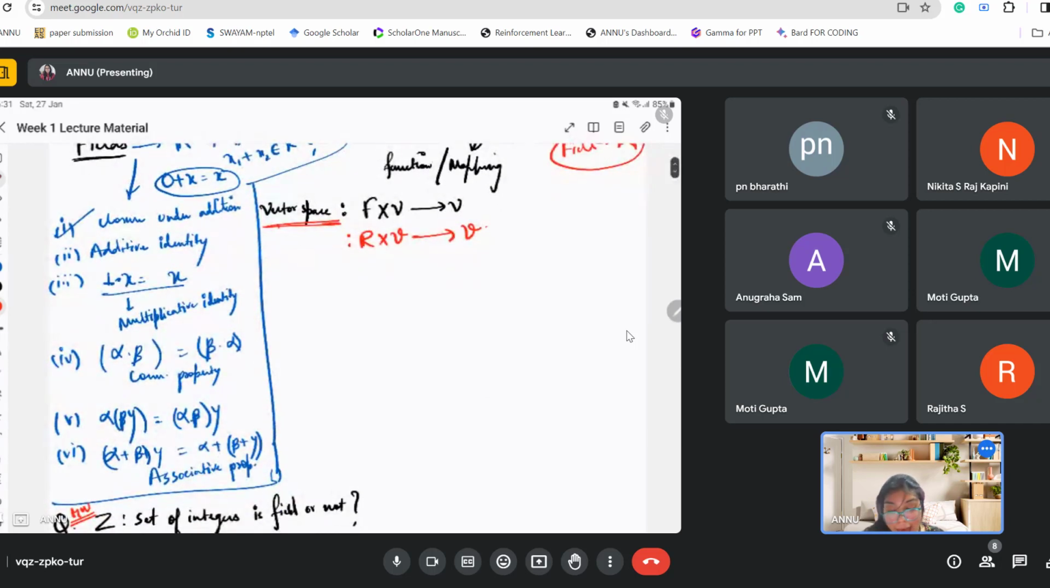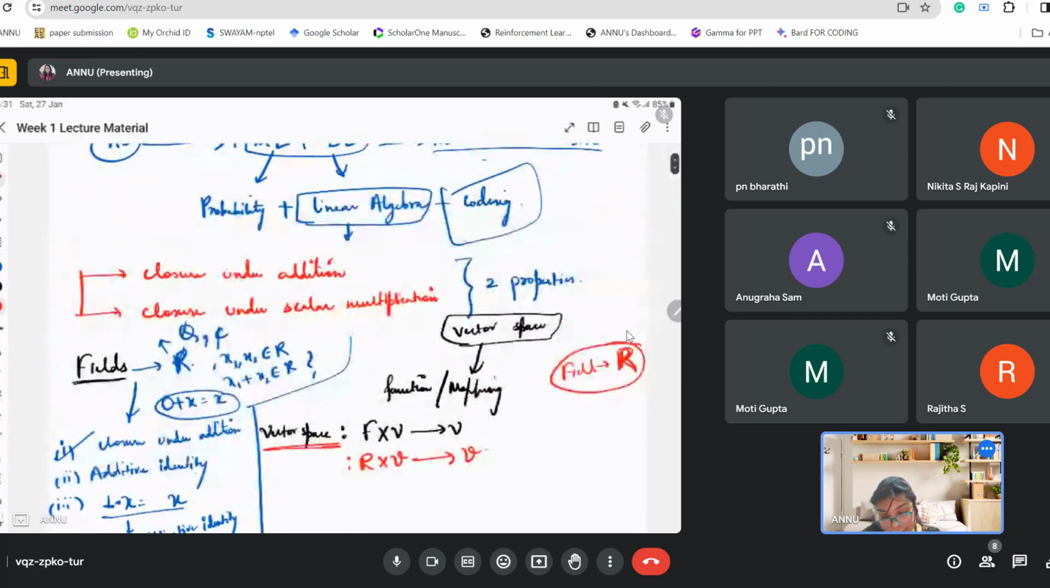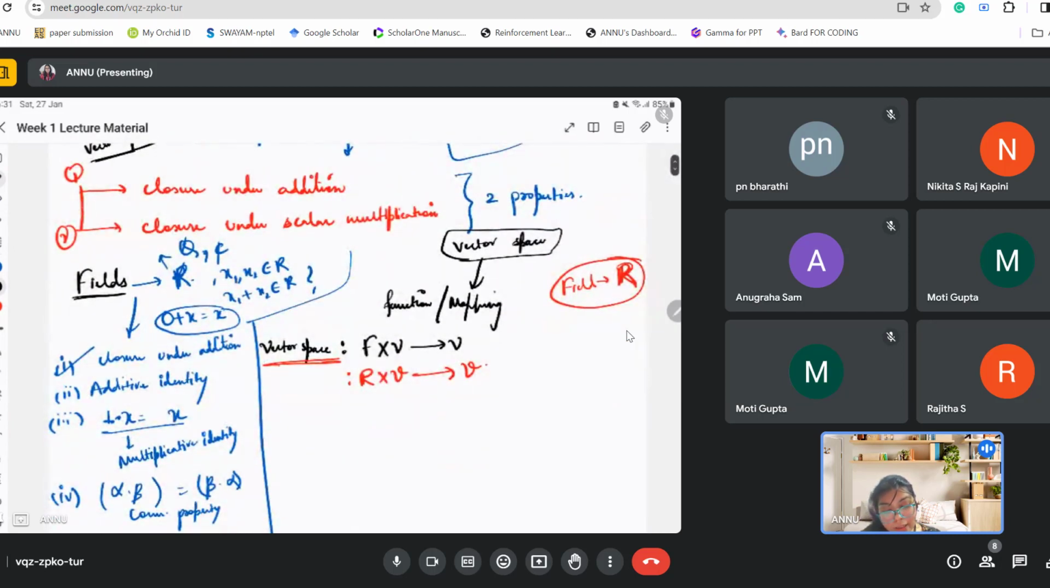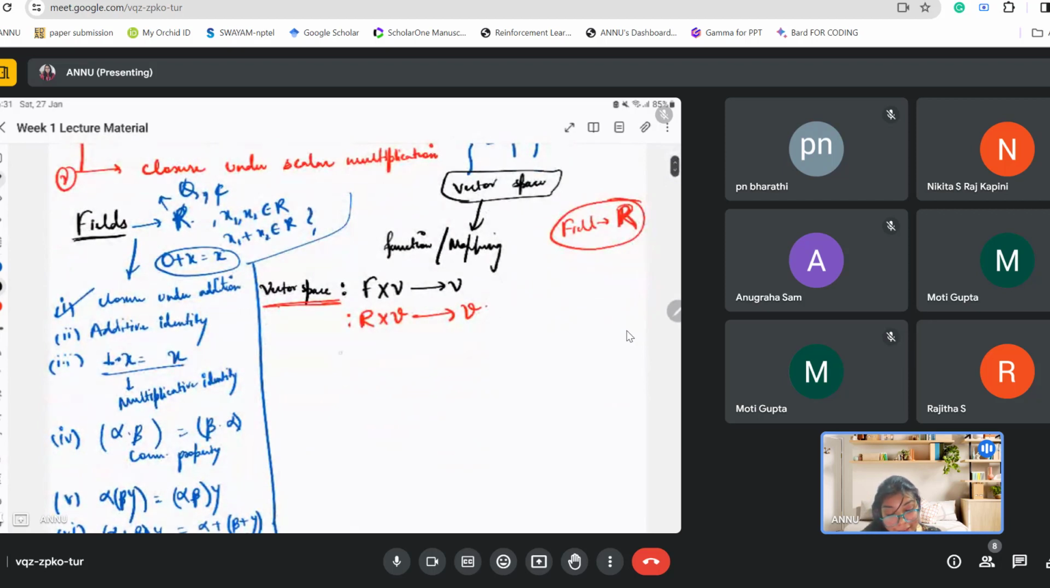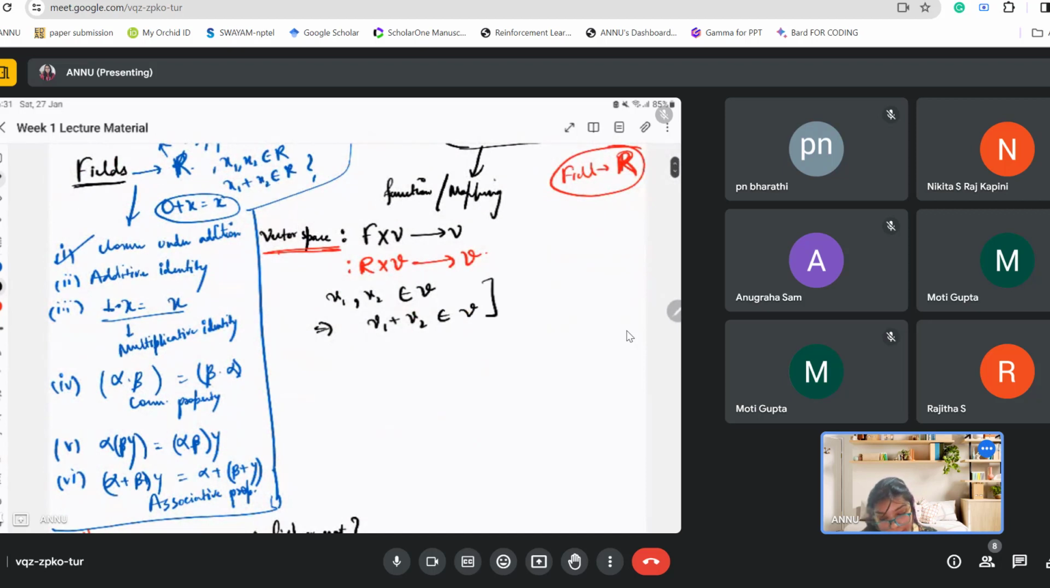I told you about the first two properties of a vector space. The first property states closure under addition. If any vectors v1, v2 belong to V, this implies v1 plus v2 should also belong to V.